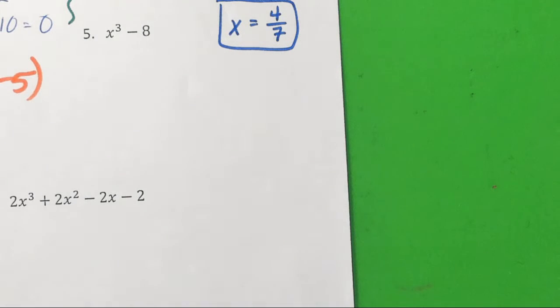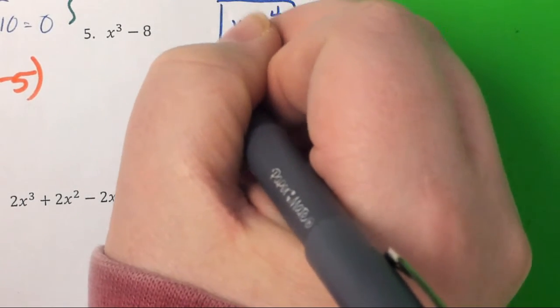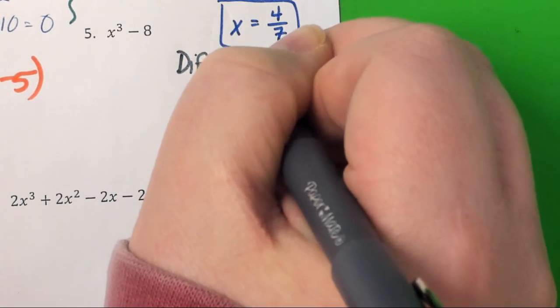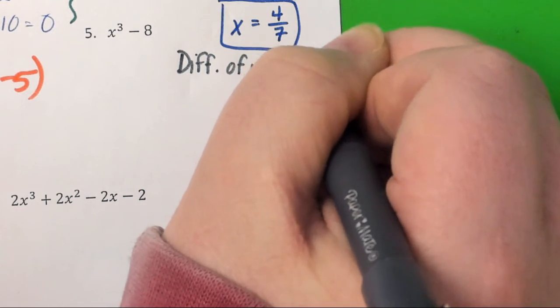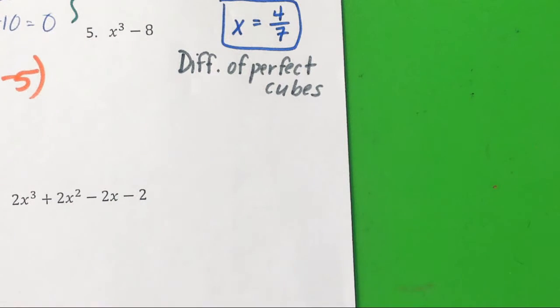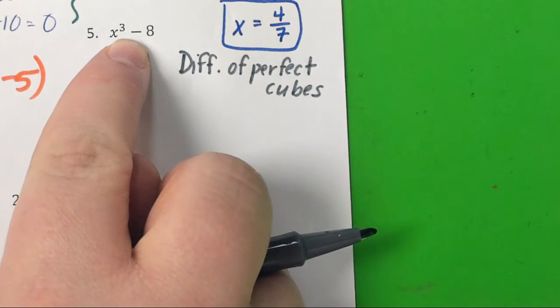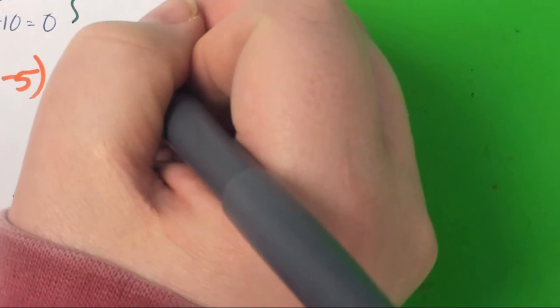Okay, so on number 5, it's a very special thing. I mentioned it to you on Friday. That number 4 was the difference of perfect squares. And this one is the difference of perfect cubes. In fact, what I'm going to show you works for when there's a minus sign in between two cubes. It would also work if our problem had a plus sign between two cubes.